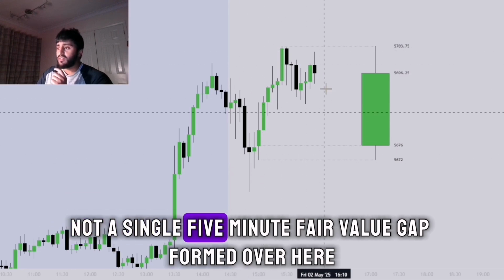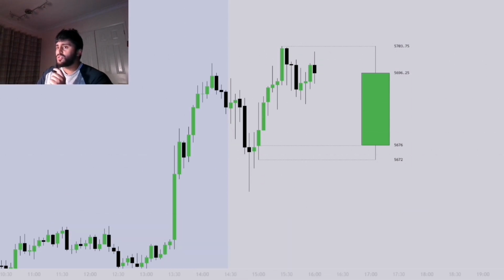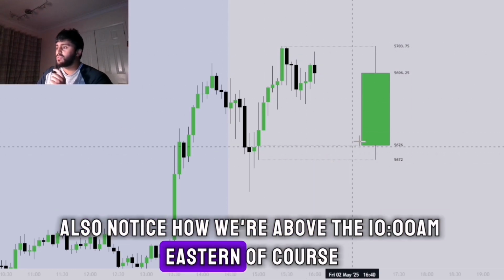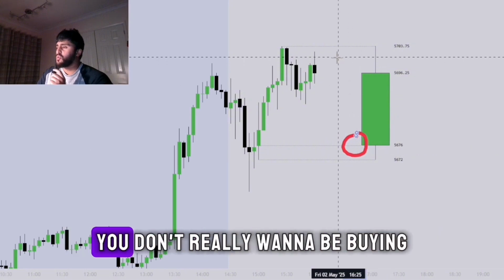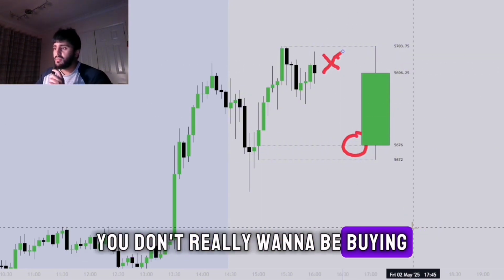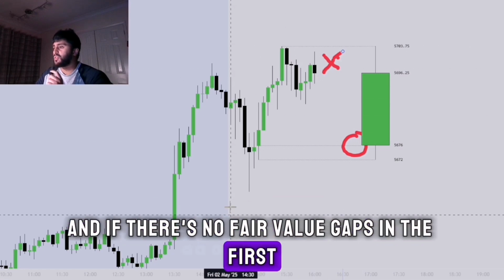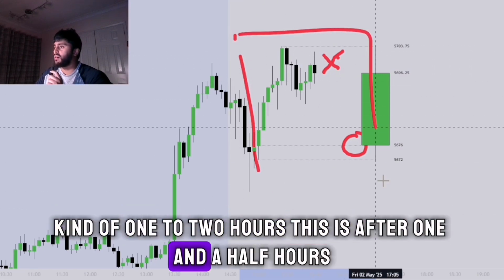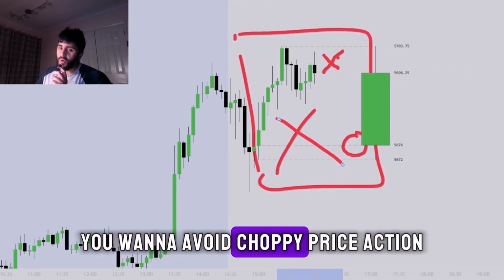Not a single 5 minute fair value gap formed over here. Also, notice how we're above the 10 a.m. Eastern. Of course, when you're above the 10 a.m. Eastern, you don't really want to be buying, even though the market did move up. And if there's no fair value gaps in the first 1 to 2 hours, this is after 1.5 hours, you want to avoid choppy price action.